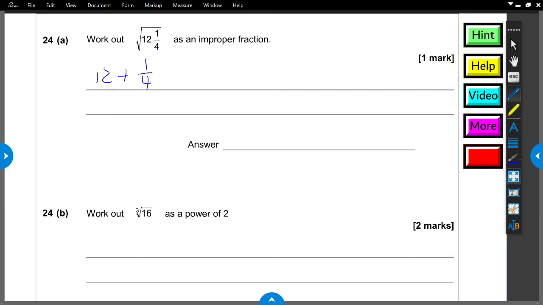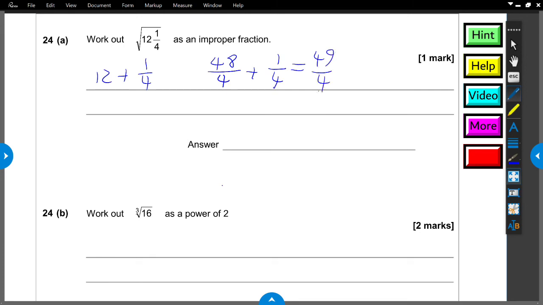Now to convert this into quarters, in every one we've got 4 quarters because 4 quarters makes 1. So it follows that 12 is going to be 48 quarters. That's 12 times 4. And we can see that this is true because 48 divided by 4 is the same as 12, so we haven't changed the value here. Then we're adding 1 quarter. 48 quarters add 1 quarter, we're going to have 49 quarters.